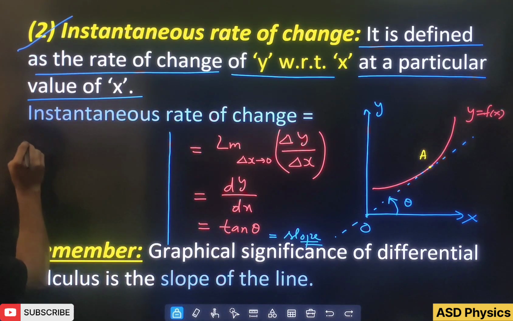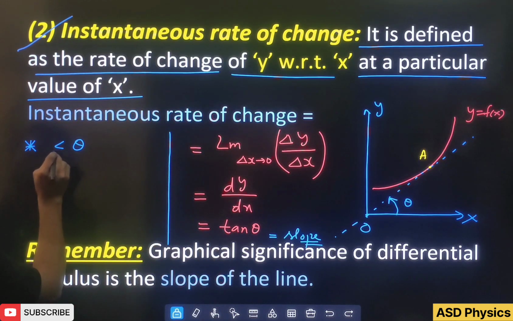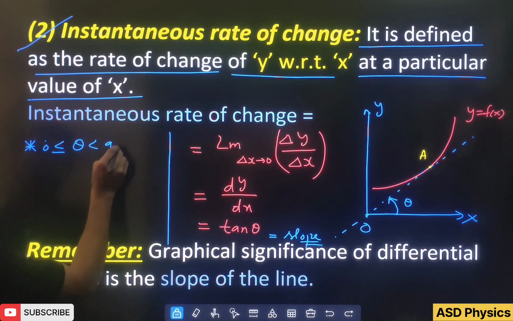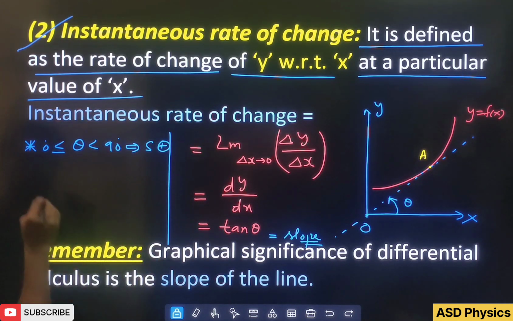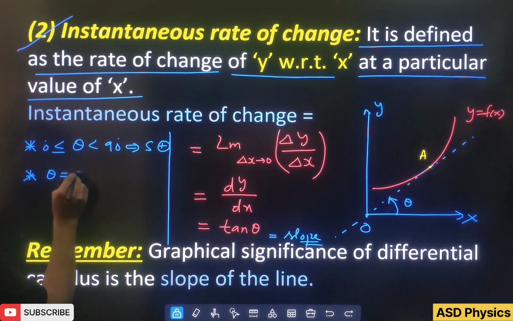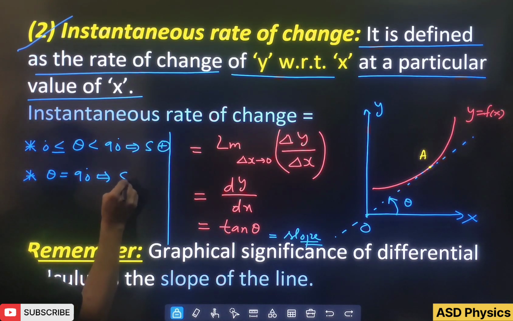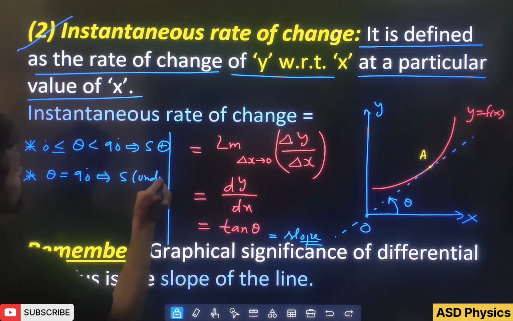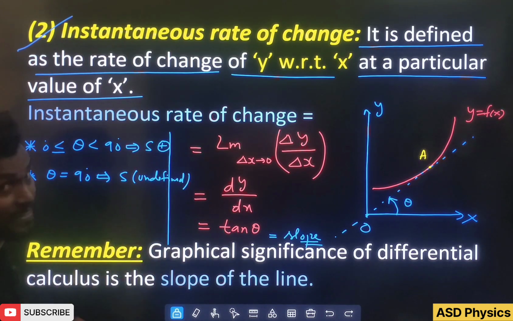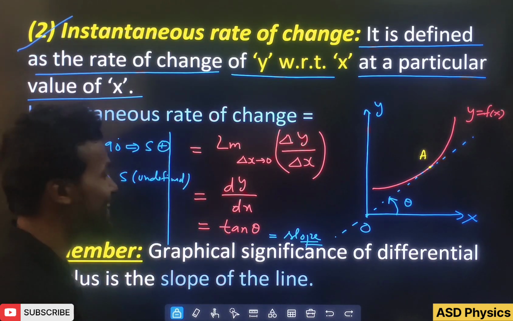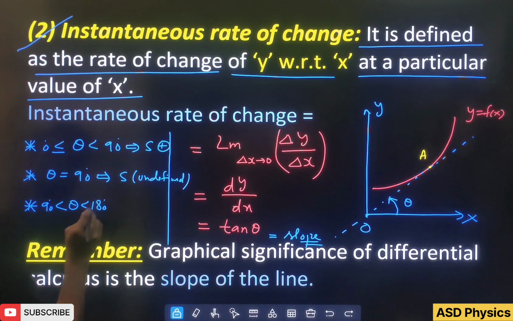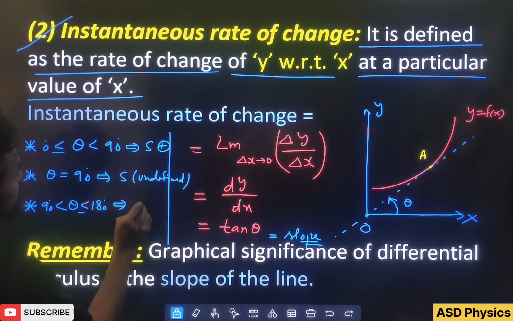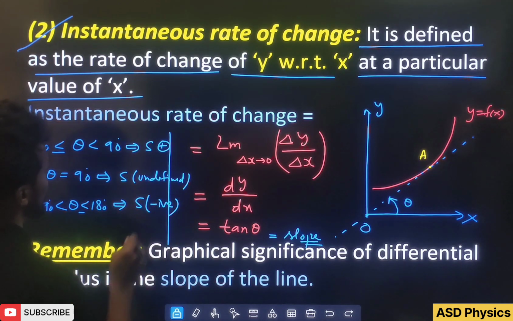Remember that if this theta is greater than or equal to 0 and less than 90 degrees, the slope will be positive. If this theta is 90 degrees, the slope will be undefined, not defined, because tan 90 is infinite. Similarly, if this theta is greater than 90 and less than 180 degrees, in this situation the slope will be negative.